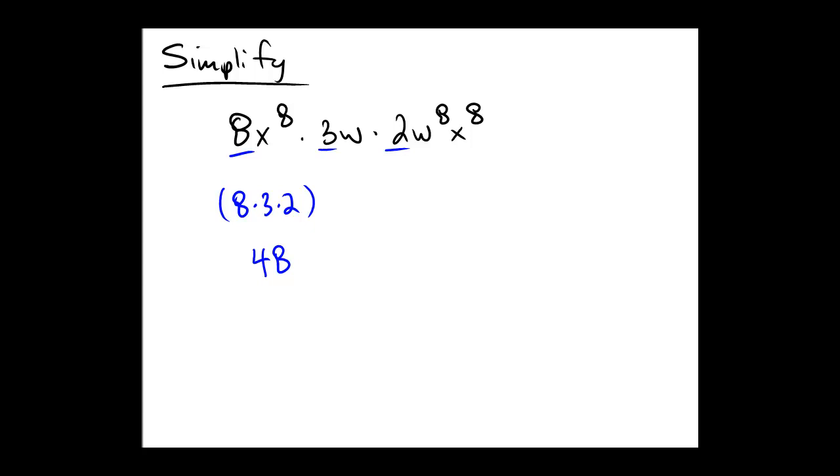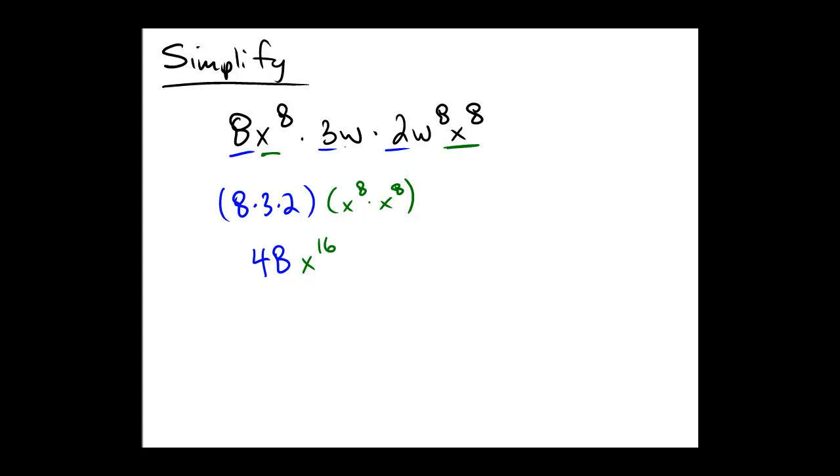Then we're going to look at that x to the 8th and an x to the 8th. So I have an x to the 8th multiplied by the x to the 8th. And by the product rule from the exponent rules, we know that we add together the exponents, and 8 plus 8 is 16. So we'll get an x to the 16th.